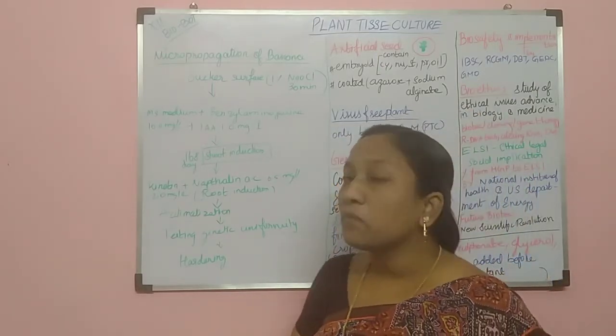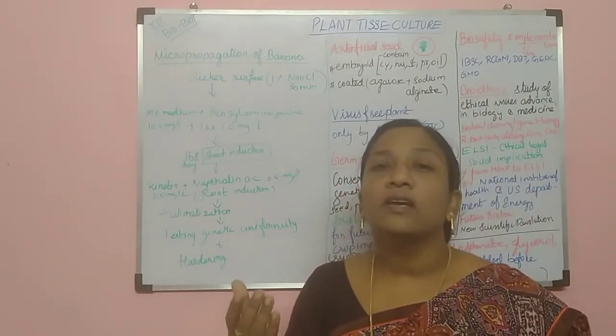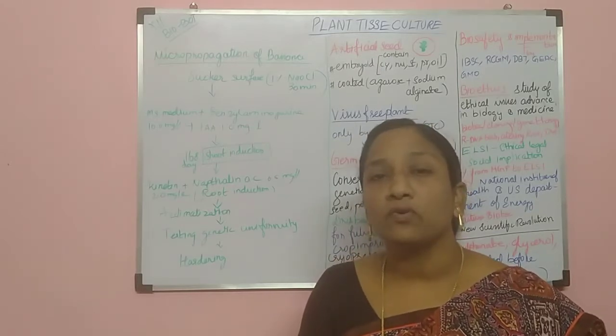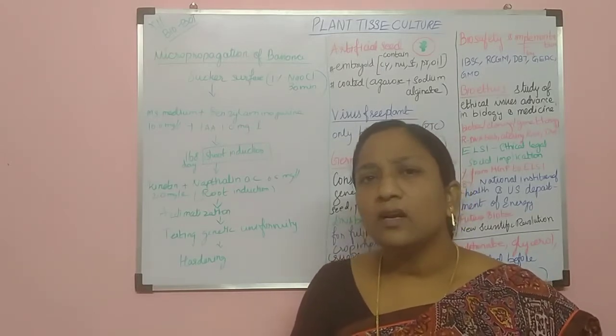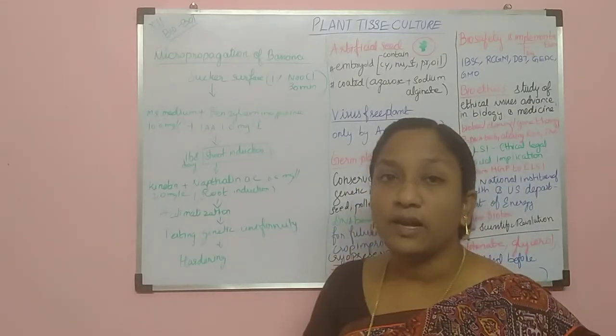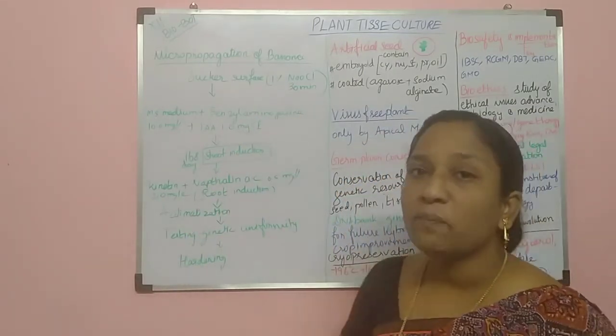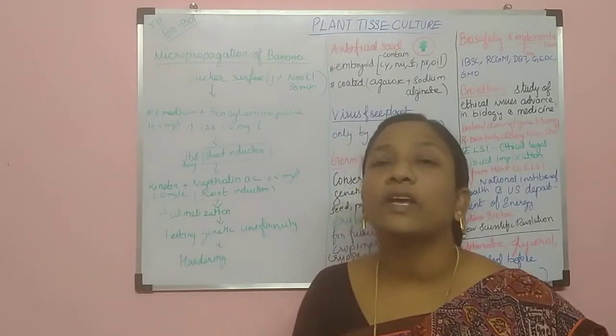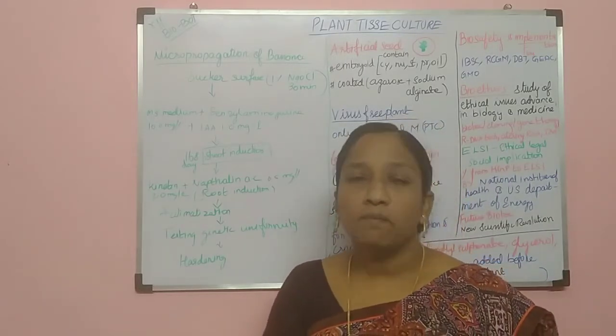So it is maximally useful for some of the asexual plants which cannot be produced by means of seeds or like those things. Here they have done it in a banana plant. So come, let's learn how we can do micropropagation in a banana plant.